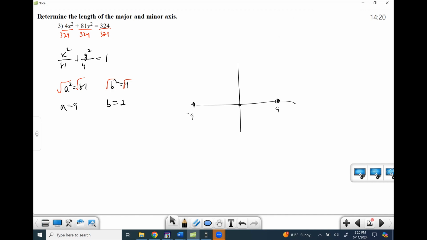Let me move this a little bit, you guys. There we go, looks better. And then the 4 was underneath y. And so I'm going to do this 2 that you see in the y direction. So 2 up, put a dot, 2 down, put a dot. And that's going to be my ellipse, right?